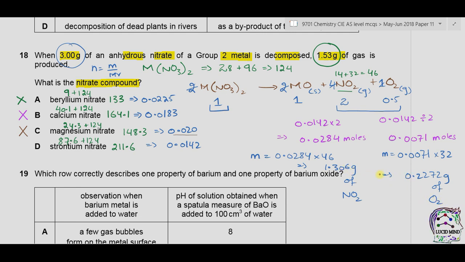Now combining both of these gases, we have 1.306 plus 0.2272. So it comes equal to 1.533 grams. Now this is exactly equal to the value given in the question, so therefore D could be correct. The answer is therefore D.